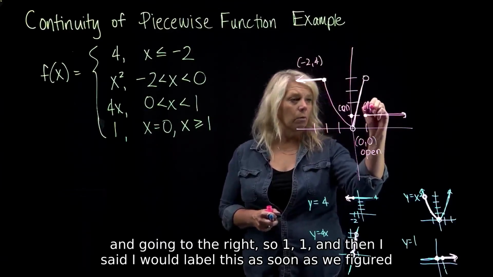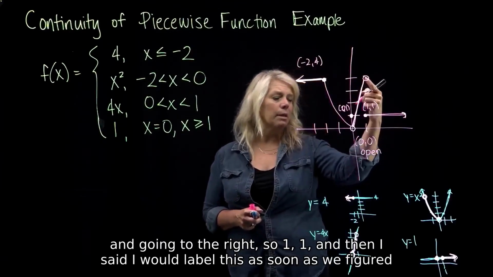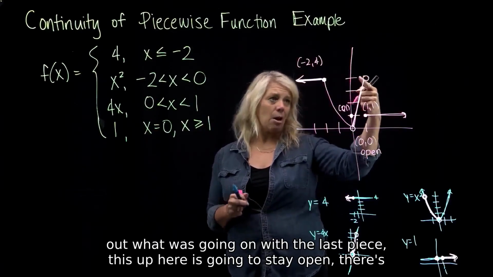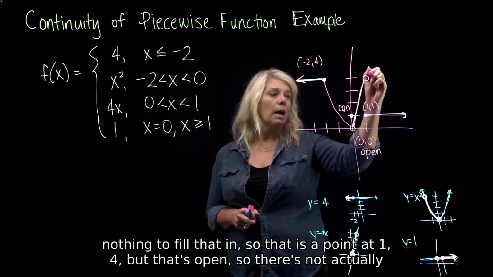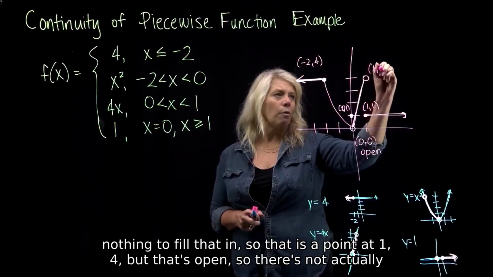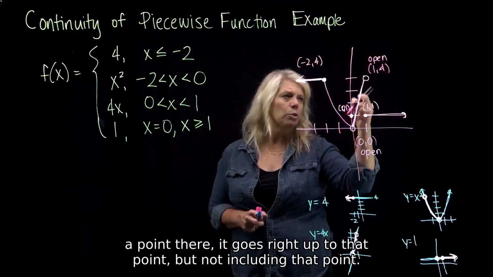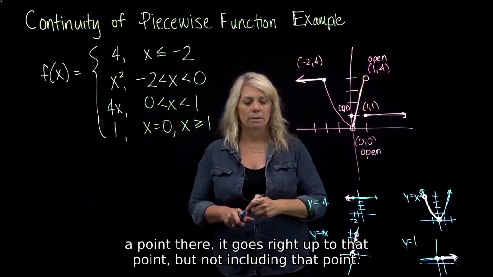So 1, 1. And then I said I would label this as soon as we figured out what was going on with the last piece. This up here is going to stay open. There's nothing to fill that in. So that is a point at 1, 4, but that's open. So there's not actually a point there. It goes right up to that point, but not including that point.